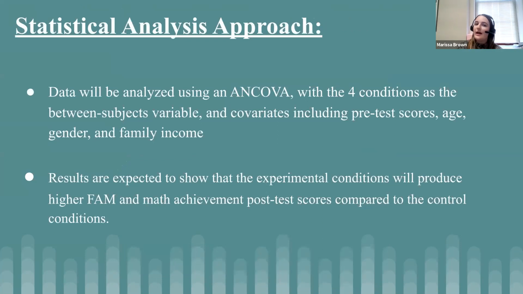For our statistical analysis approach, the data will be analyzed using an ANCOVA with the 4 conditions as the between subjects variable and covariates, including pretest scores, age, gender, and family income. And the results are expected to show that the experimental conditions will produce higher FAM and math achievement post-test scores compared to the control conditions.